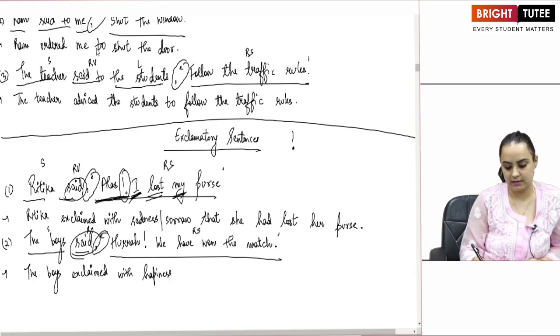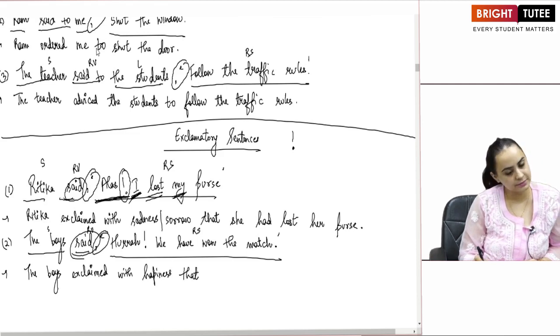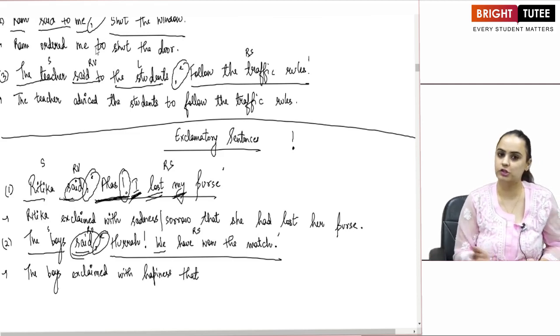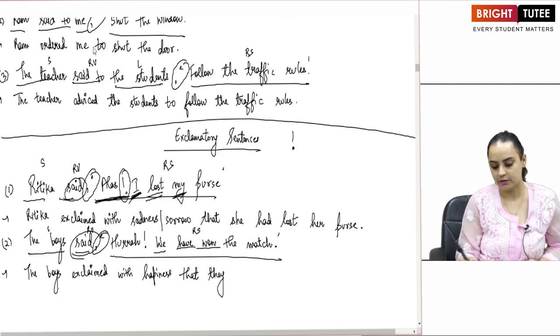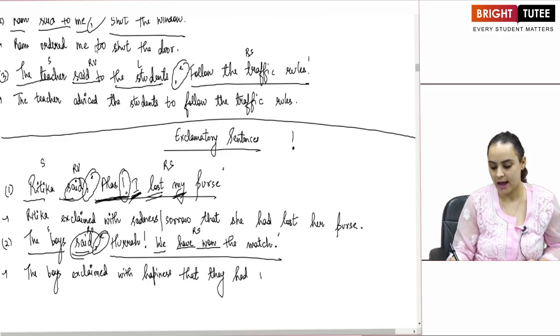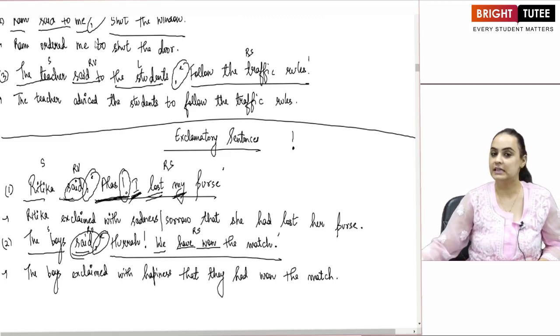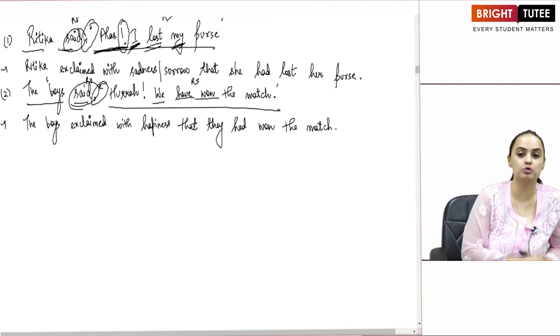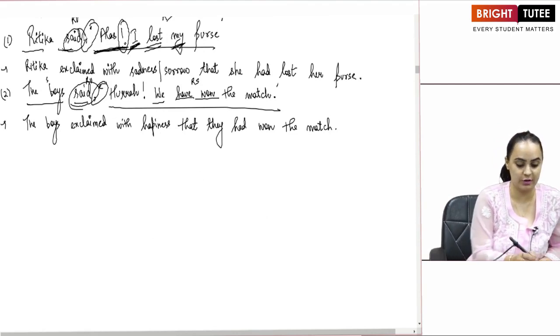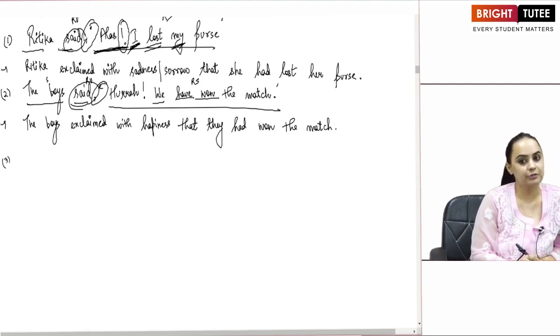We remove the commas and we use that. We changes to, who are we talking about? The boys, who are plural. So they. Have won changes to had won the match. So you can see in every sentence I am changing my interjection to my reporting verb. Okay. Let us take another example.